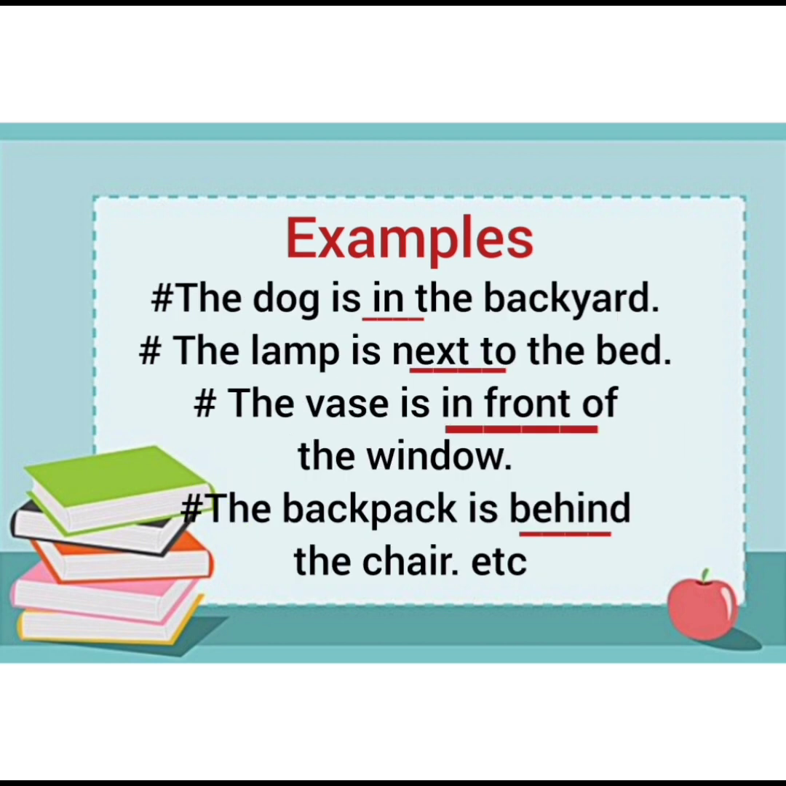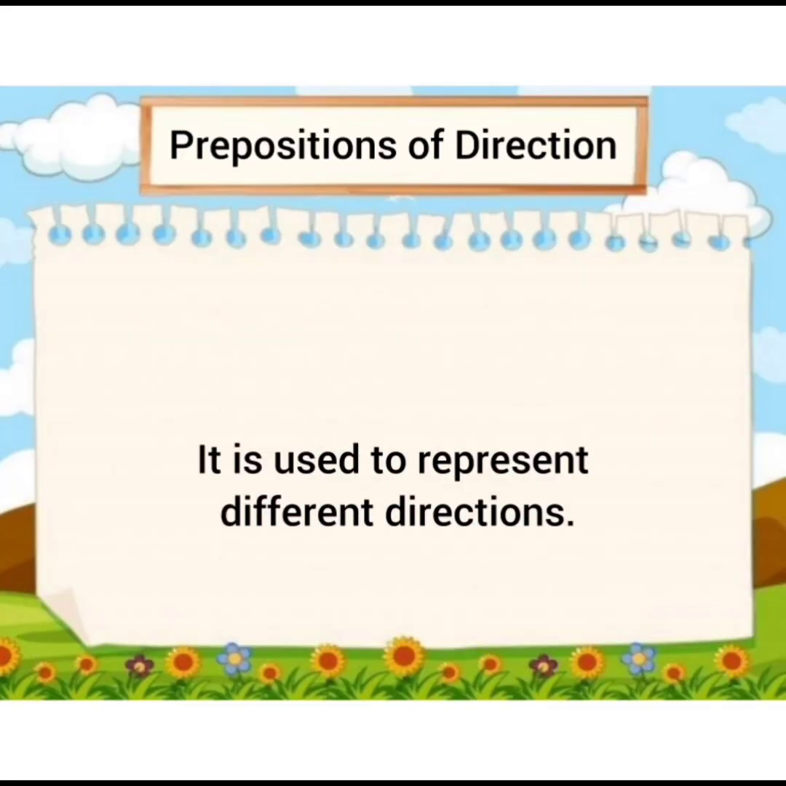The dog is in the backyard. The lamp is next to the bed. The vase is in front of the window. The backpack is behind the chair. Now there are different prepositions that can be considered as prepositions of place, time and direction, but the usage is different in different kinds. Then next I have prepositions of direction. It is used to represent different directions.